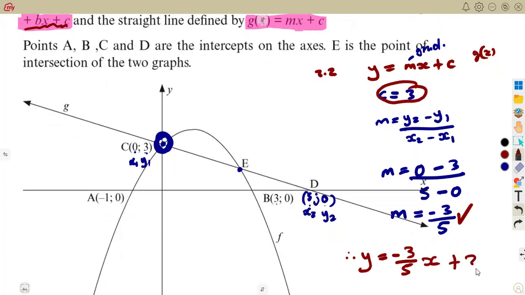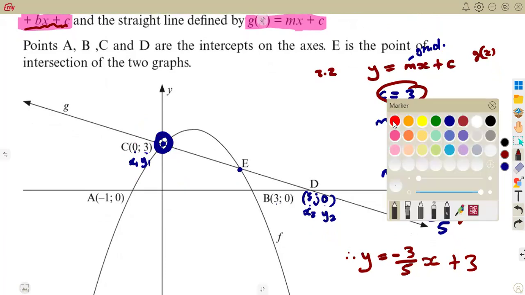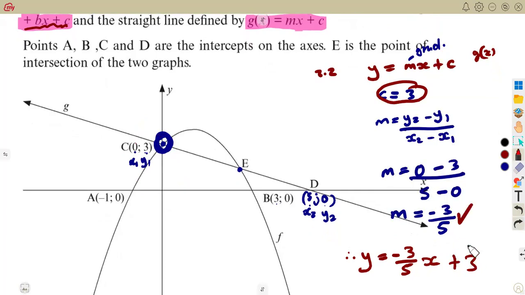That is equivalent 3. Let's say you do not know this, or you do not understand that concept. You could have calculated this c by substituting the point into y is equal to mx plus c. You substitute your m, minus 3 over 5, x plus c. So to find c, you just substitute any point.